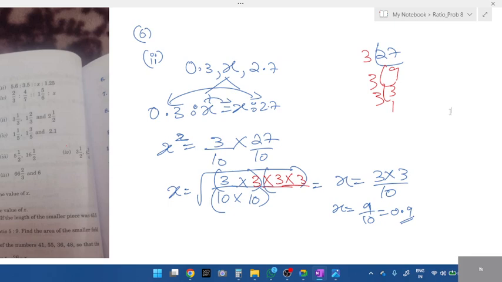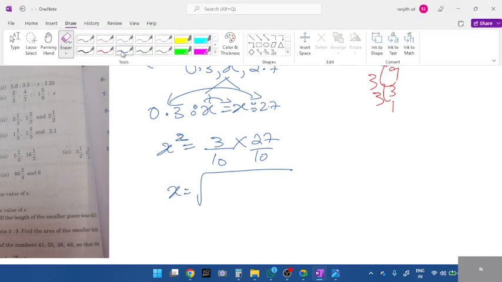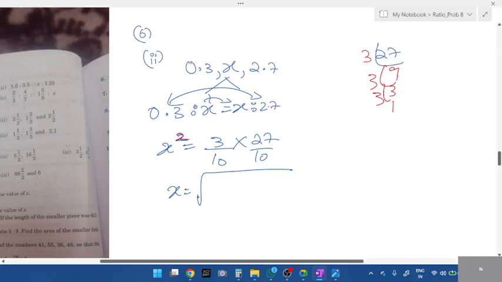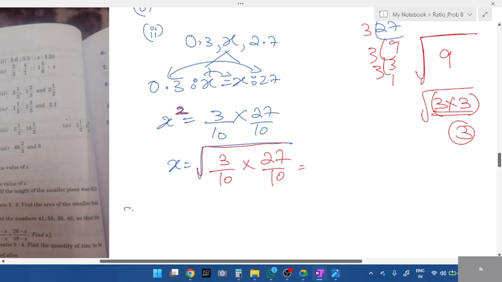Yes? Root, you didn't understand? Okay. Which one, Shasha? This part? Fine. What happens to the square if it goes to the other side? Root. 3 by 10 as it is, 27 by 10. Right? Now, whenever the root is given, Shasha, 9 is given. What is the square root of 9? 3. How do you get 3? When you factorize, you get 3 into 3. When there are two values, how many values do you take out? One value. Now, this question, 3 by 10, I'll write as it is.